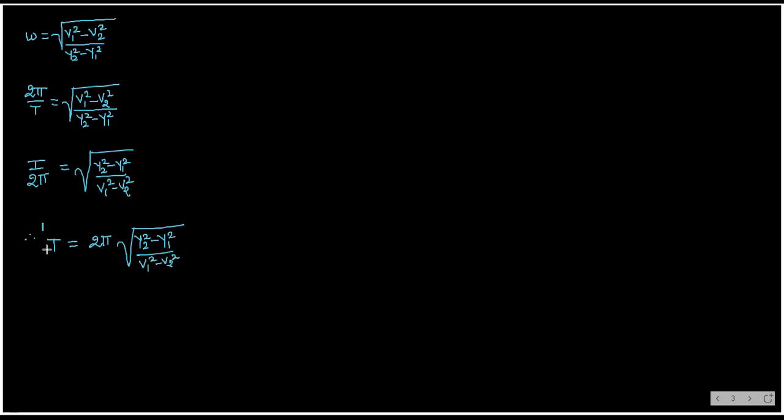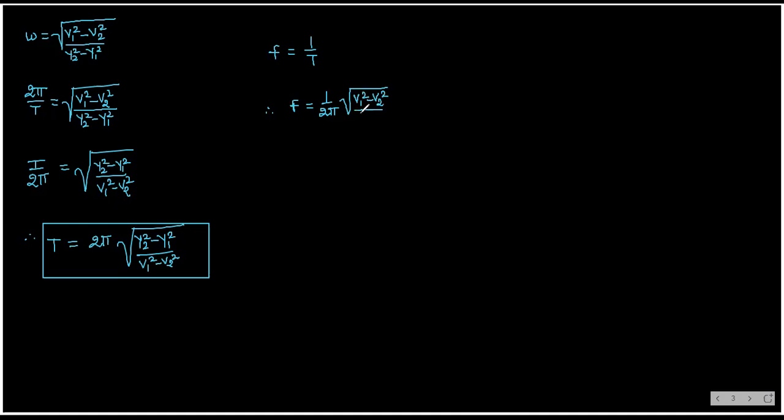Clear? And from this again, if you want to find frequency, easily you can find. So what is frequency? Frequency f is equal to reciprocal of time period. And therefore, f is equal to 1 by 2 pi under root of (v1 square minus v2 square) divided by (y2 square minus y1 square). This is what frequency is. Okay, clear? Understood?